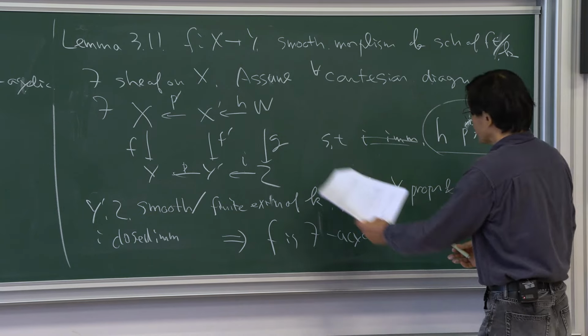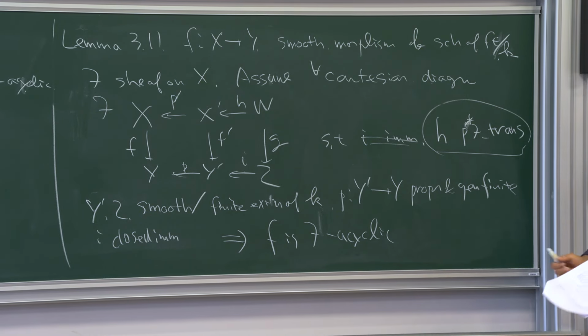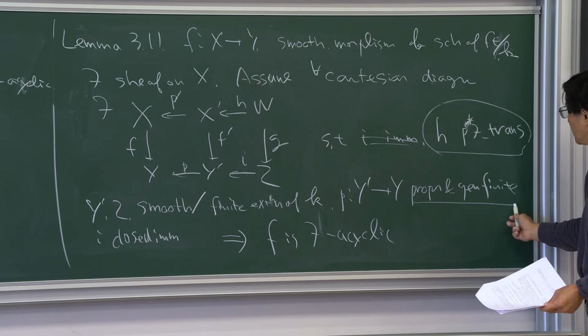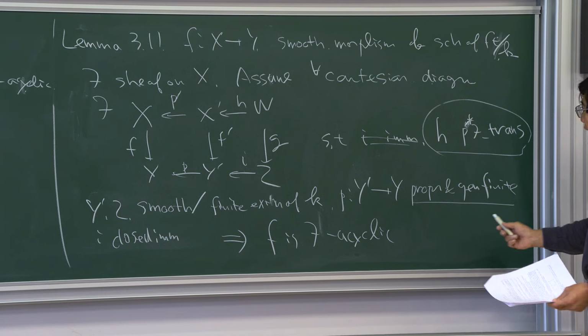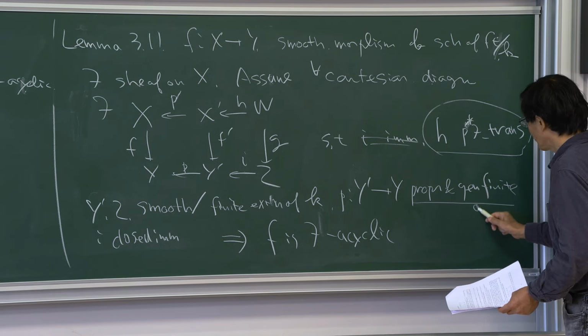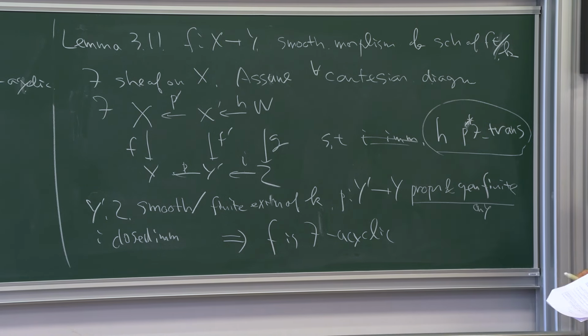And this generically finite is on the base or on the source? Because generically finite means on an open dense of Y it is finite. Yeah, but it could be, let us say, empty on an open dense of Y. Generically finite on Y, on the base. Okay.